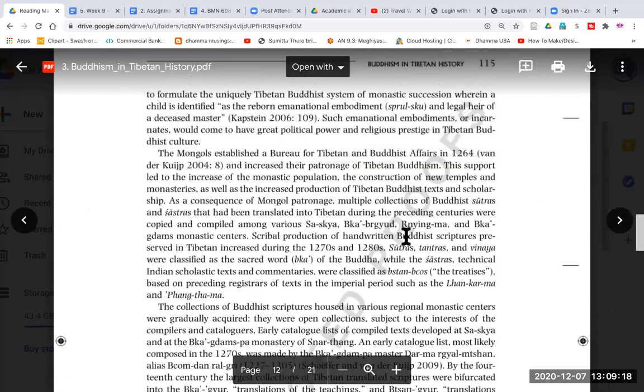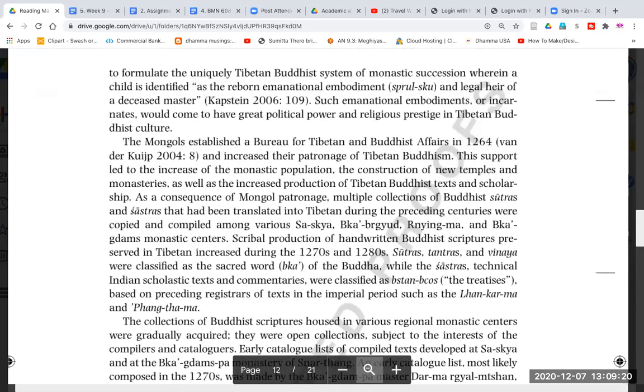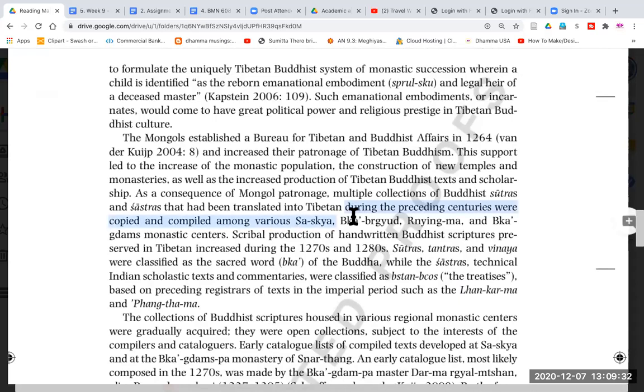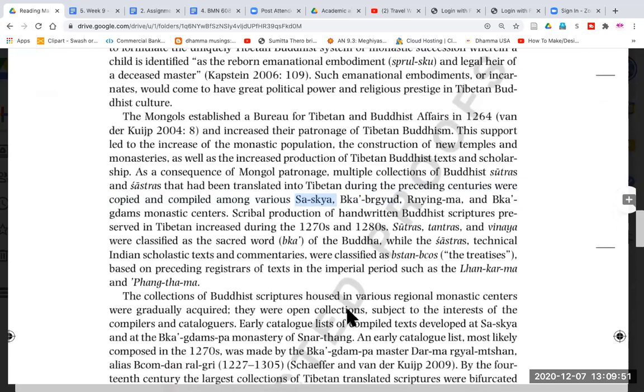Can anyone actually pronounce this word? Saskia, is that correct? Do we have some Mongolian students here? This word, can you see that? So it looks like the Buddha's clan is also Sakya. So I think there should definitely be a connection between that and this word. Let me know if that is the correct one.